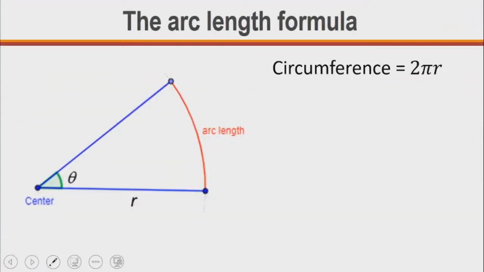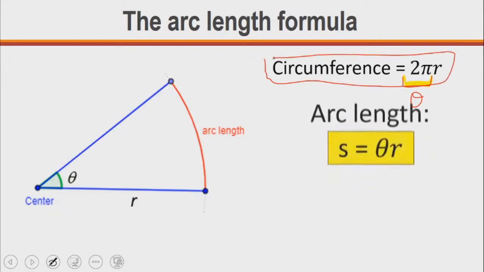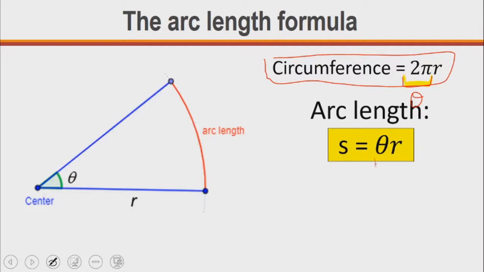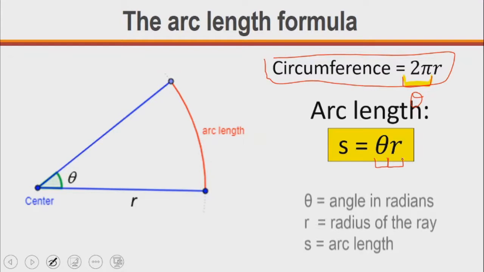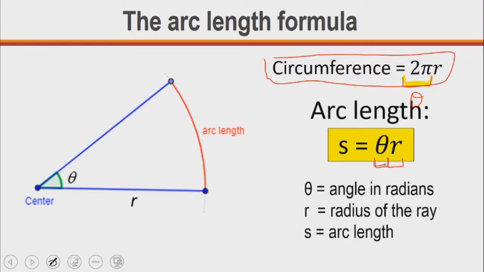To calculate the arc length, we have to remember that the circumference of a circle is 2 pi r. So this 2 pi is the angle. Using this formula that we already know from geometry, we can now say that the arc length is the angle theta multiplied by the radius r. We have to remember that the angle theta must be measured in radians. And r is the radius of the ray. By the way, this side is also r. And s will be the arc length.